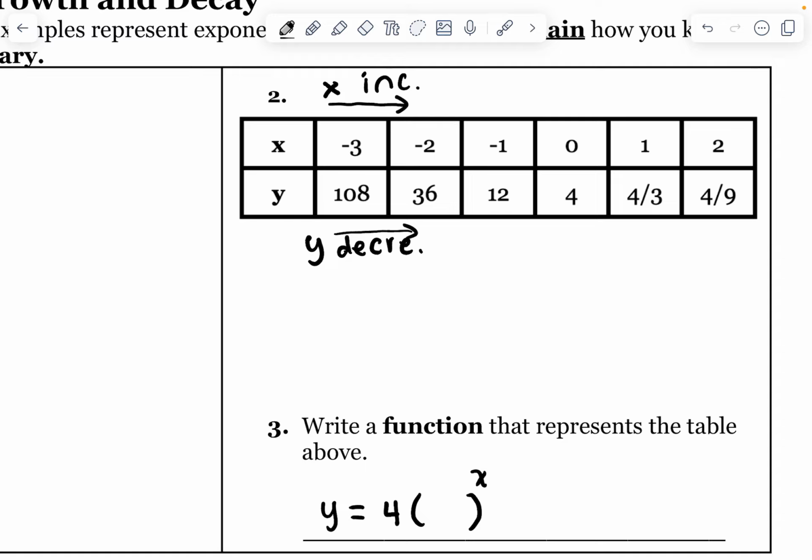Well, I don't know what 108 divided by will give me 36. But I do know that 36 divided by 3 will give me 12. And I know that 12 divided by 3 is going to give me 4. And I know that 4 divided by 3 is going to give me 4 over 3. And I can feel confident now that 108 divided by 3 is going to be 36. And so it looks to me that the constant multiplier, be careful, it's not going to be 3, but it's going to be 1 over 3.